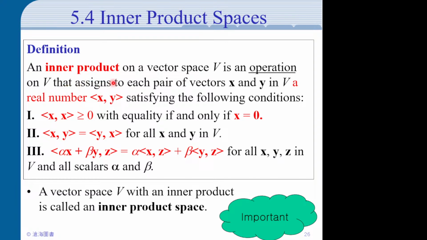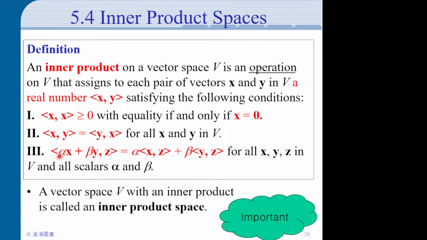But they still need to satisfy three basic properties. First property: if you inner product a vector with itself, it needs to be greater than or equal to 0, and equal to 0 only when the vector is the 0 vector. The second property is symmetry: x inner product y equals y inner product with x. So it's symmetric in the two arguments.